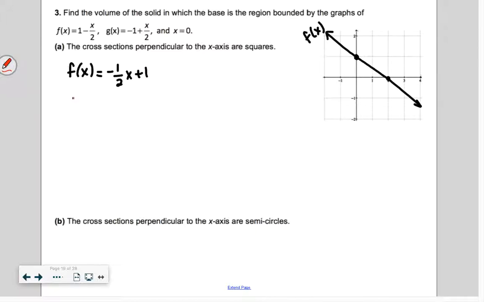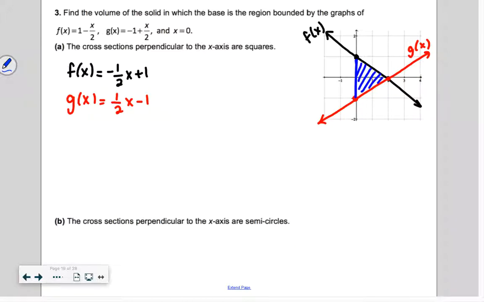Let me draw g of x in a different color. So g of x is going to be 1/2 x minus 1. So it goes up 1, right 2, so it's crossing at that same point. That's g of x. And we're also trapped by x equals 0, which is here. So we have this little piece in here. Do you guys see the part that's bounded?